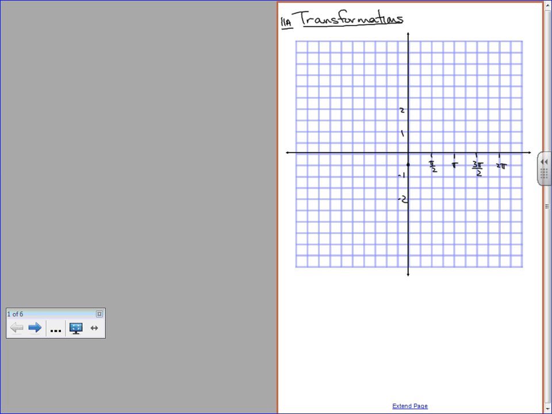The sine starts at 0, 0, goes up to pi over 2 and 1, down to pi and 0, 3 pi over 2 and negative 1, and 2 pi and 0. And you join those up for the primary graph of the sine curve.